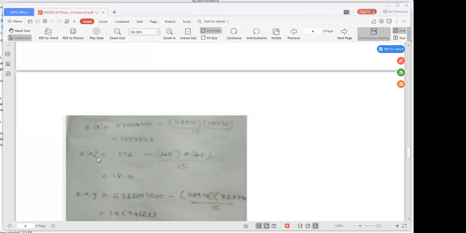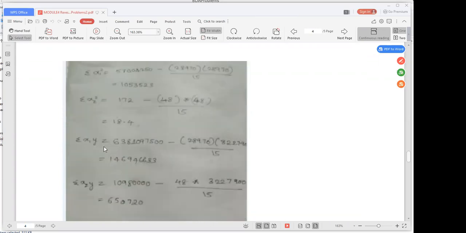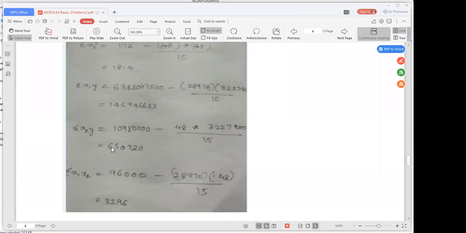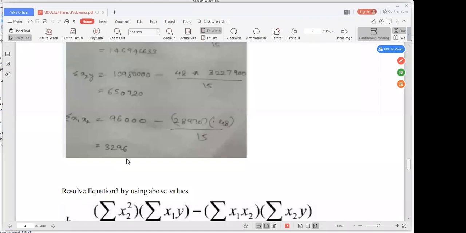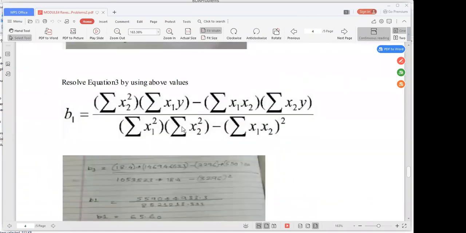The summation of x1 square is 1053523, and the summation of x2 square is 18.4 after substituting these values. Again, the summation of x1y, after substituting the values, I got 146946633. The summation of x2y, after substituting these values, I've got 650720. The summation of x1 x2 we have got 3296. Now using all these and substituting in this particular equation.